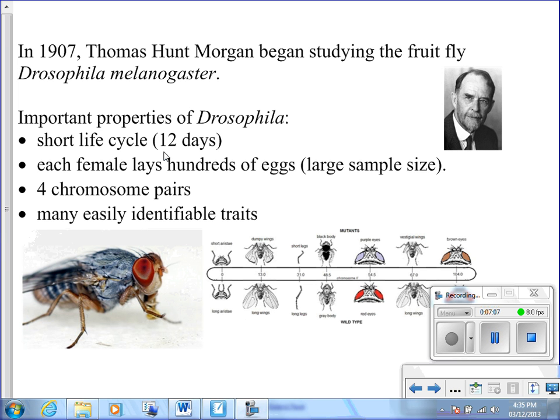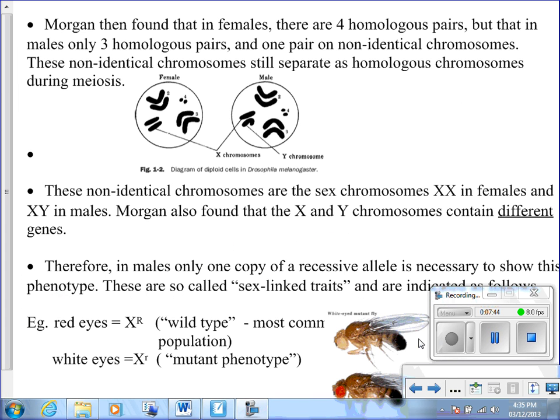You do need to take a look at them underneath the microscope, but it's very easy to see, for example, the eye color. The eye color may be red, it may be purple, it may be white, there may be what are called bar eyes, or there may be no eyes. Similar with the wings, we can see all of these different wing shapes, so they are easily identifiable traits. In addition to that, compared to humans that have 23 pairs of chromosomes, Drosophila only have 4 pairs of chromosomes, or 8 chromosomes in total. This made it a lot easier to observe the chromosomes, to follow the chromosomes, and to take a look at the traits that we find in Drosophila.